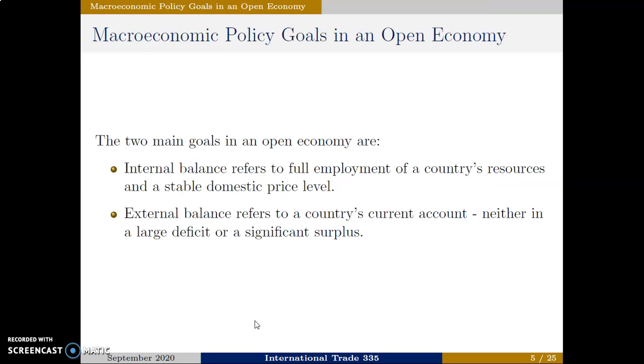The 2 main macroeconomic goals in an open economy are, first, the internal balance of the economy. As it suggests, the internal balance refers to the domestic macroeconomic goals and relates to the full employment of the country's resources and a stable domestic price level. Second, the external balance of the economy refers to the country's current account. Do you remember what the current account means? If not, refer back to your first year macroeconomic chapter 5. On the current account, you do not want a large surplus or a large deficit.